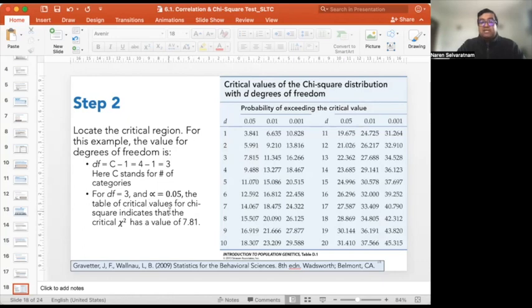this X squared, I don't remember the exact Greek name for this letter, but anyway, this is how you denote the chi-square. It has a value of 7.815. So your resulting value has to be more than that. Okay, now let's check that out.